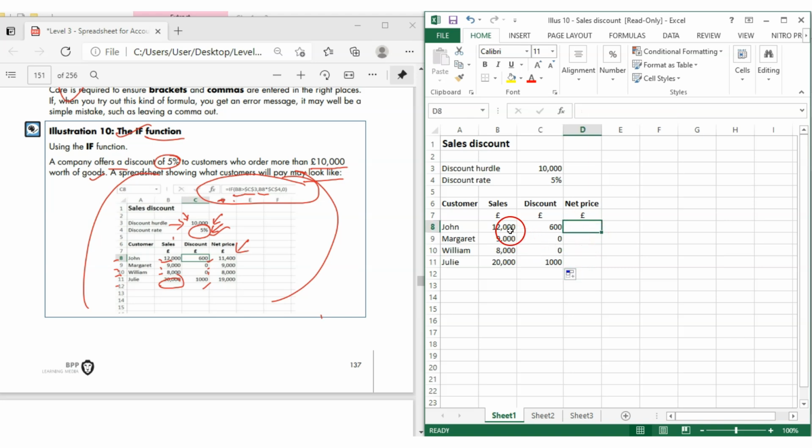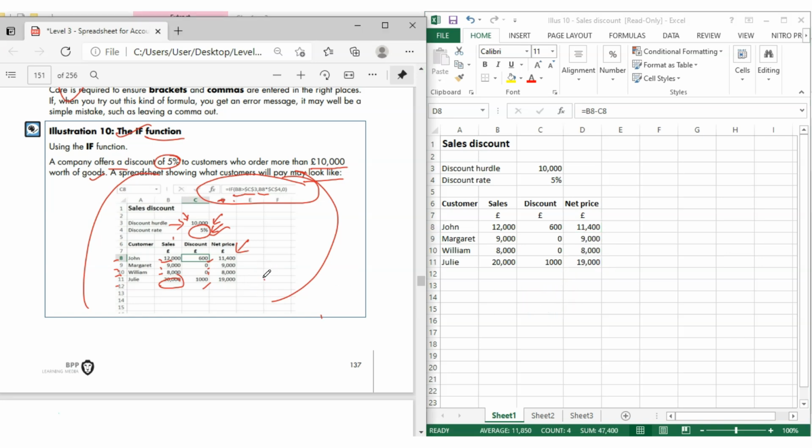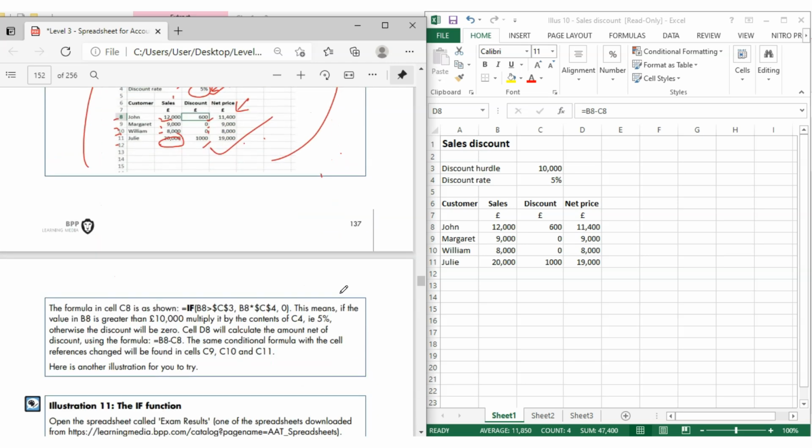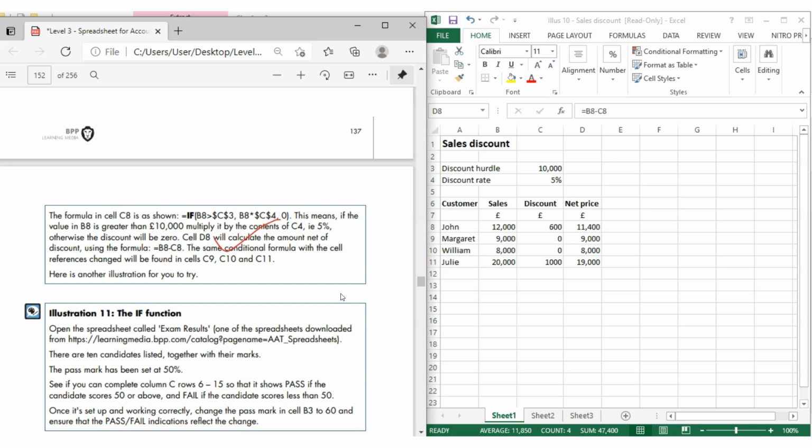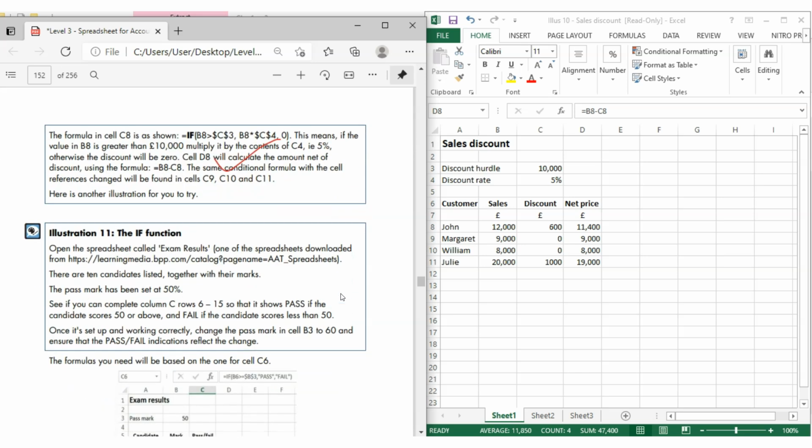Net is 12,000 minus 600. You get net equals 12,000 minus 600. Hit enter. That is my net price. And if you drag it down, that is your answer, exactly like this. Well, actually, this is your IF formula. Let's check out the next video, illustration number 11, to practice a little more on the IF function.